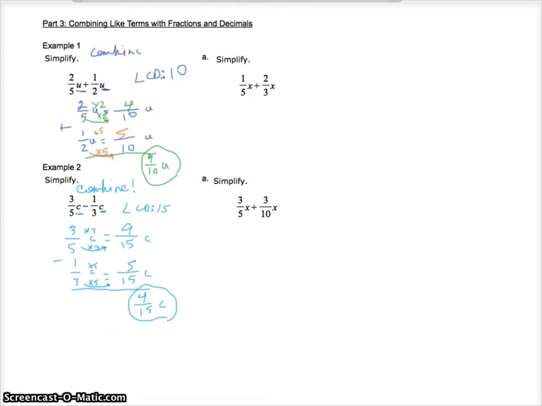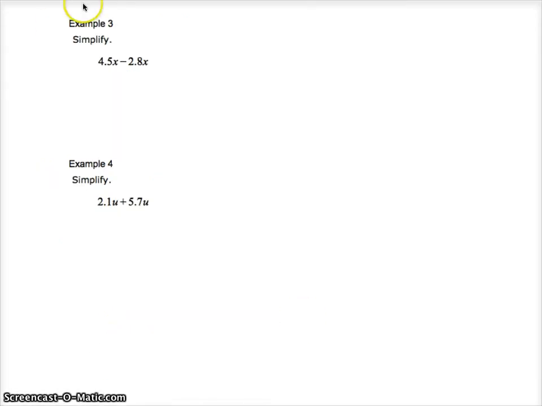Let's look at a couple of decimal problems. Here we have example 3. It says simplify 4.5x minus 2x, or 2.8x, excuse me. So as long as I have the same variables, I can combine them like normal. So x and x are the same, so I can combine. So here I'm going to have 4.5x minus 2.8x.